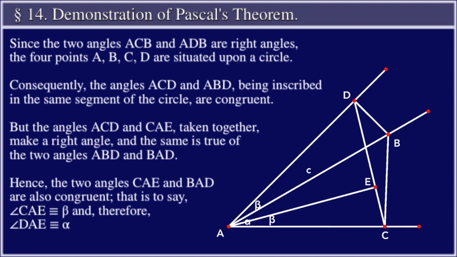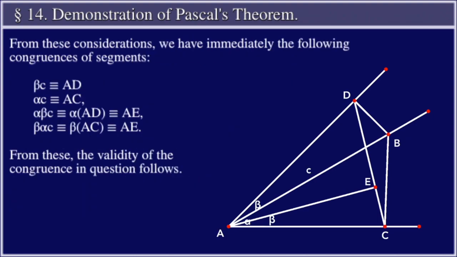But the angles ACD and CAE taken together make a right angle. And the same is true of the two angles ABD and BAD. Hence, the two angles CAE and BAD are also congruent. That is to say, the angle CAE is congruent to beta, and therefore the angle DAE is congruent to alpha. From these considerations, we have immediately the following congruences of segments.